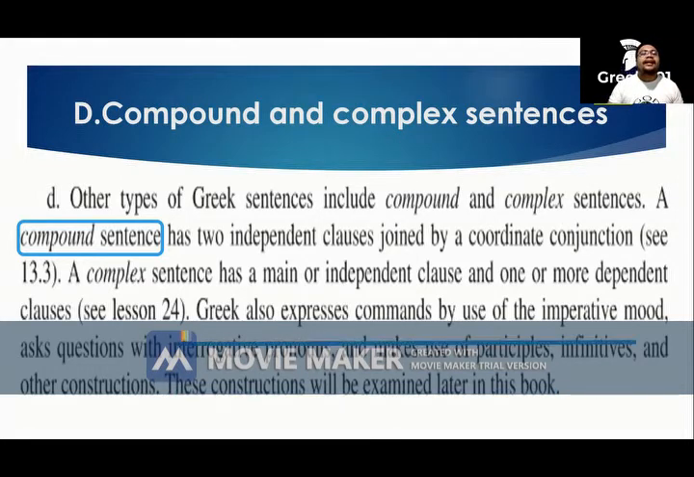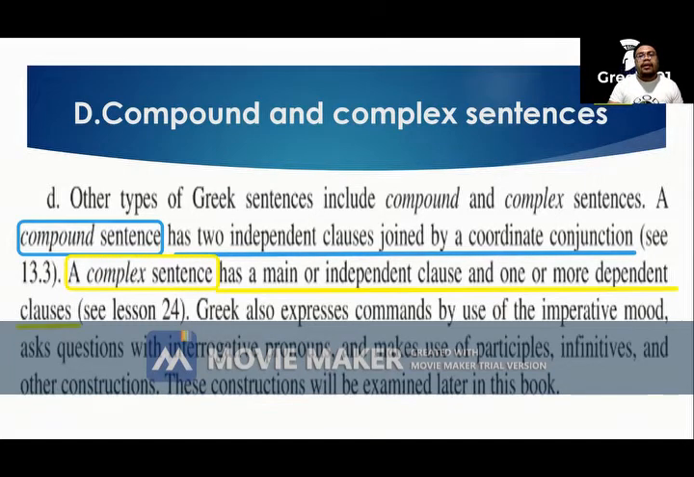The next one is a complex sentence. A complex sentence has a main independent clause and one or more dependent clauses. So in the complex sentence, there is one main or independent clause that can stand on its own, and the other one is dependent upon the main clause. So that is another example of a complex sentence. Greek also expresses commands by the use of the imperative mood, asks questions with interrogative pronouns, and makes use of participles, infinitives, and other constructions, which we will discuss as we go along in this Greek lesson.